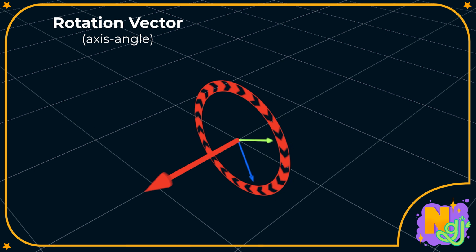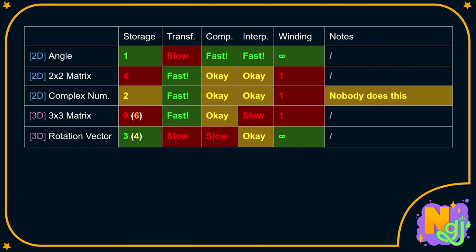OK, so this is a rotation vector. I love it, but it's not very good at transforming. It's also not very good at composing, like adding multiple rotations together. It's OK at interpolating. I had a hard time finding good resources on this, and I didn't want to spend the time calculating it. I think it's pretty slow there too.